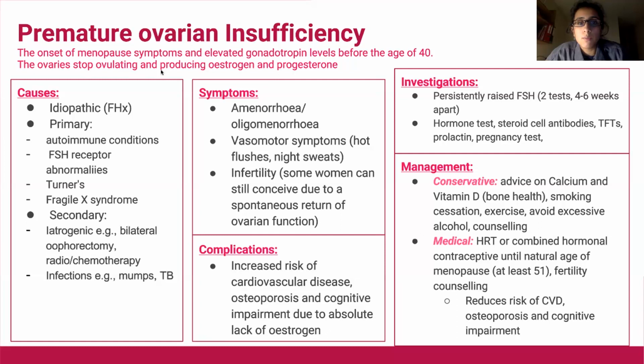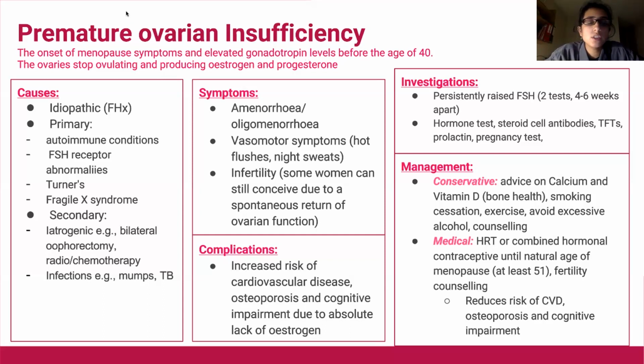However, I think more of a concern would be the effects on fertility, especially as these women are younger. However, it's important to appreciate that some women can still conceive, as the ovarian function can return spontaneously. Like with menopause, there's an increased risk of osteoporosis and cardiovascular disease. However, whereas in menopause you have a relative reduction in estrogen and progesterone, in POI you're absolutely not producing estrogen, and so the risk is a bit higher, and that's another really important reason that patients get treatment for this.